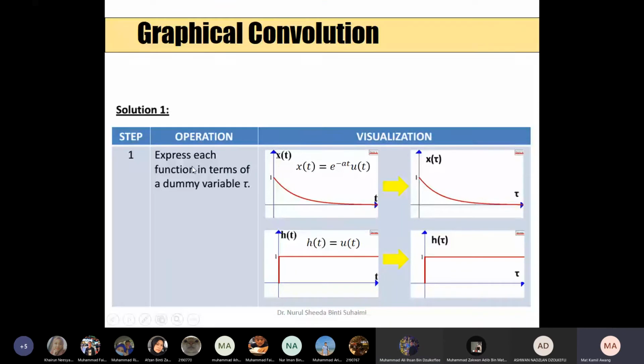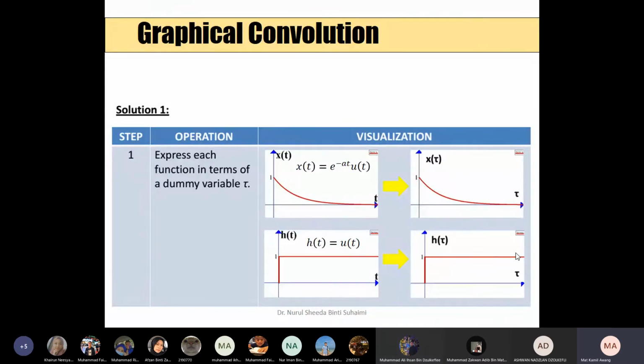Then what you do is express each function in terms of a dummy variable tau. So you convert from x of t to x of tau, so e to the minus a tau u of tau. And h of t, which is a unit step function, you convert into h of tau. So you have this. That's step 1.